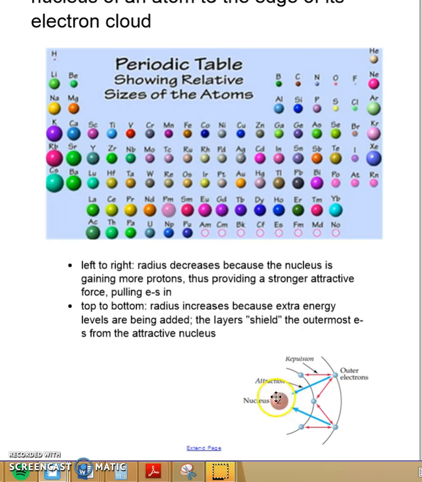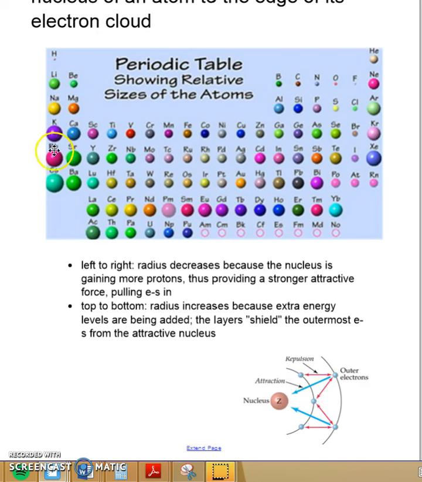So this picture down here kind of shows that. If you have a nucleus right here, they labeled it Z. Here's your first energy level with these little electrons, and they're attracted to the nucleus. And so are these electrons out here. But this first layer of electrons, remember, charges that are alike will repel each other. So this electron and that electron and that electron, they're all repelling each other. So they're kind of keeping those outer electrons from getting too close to the nucleus.